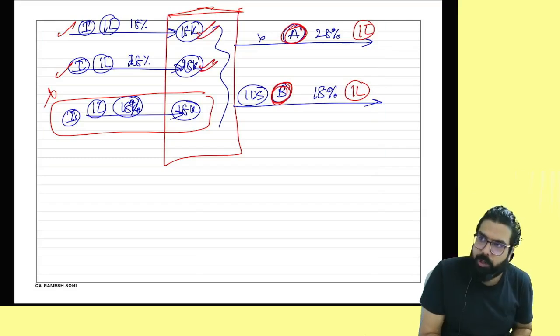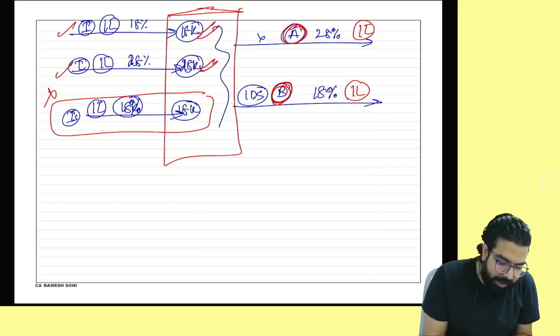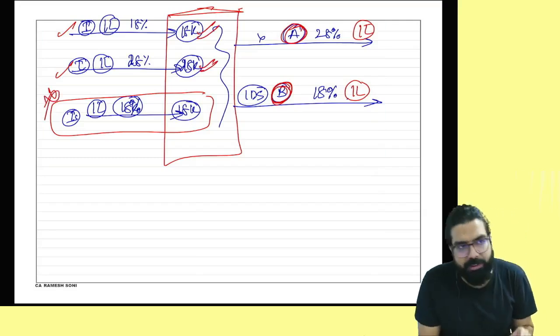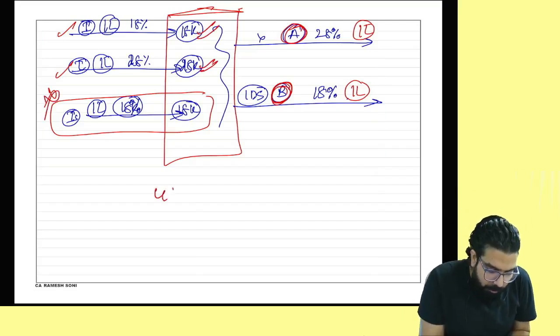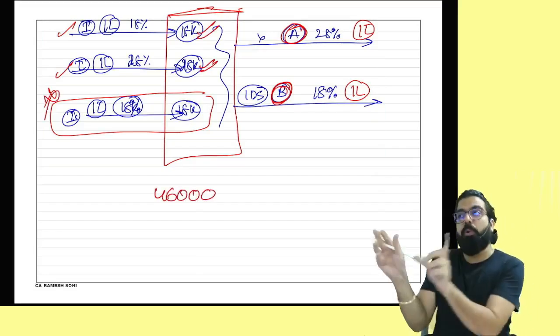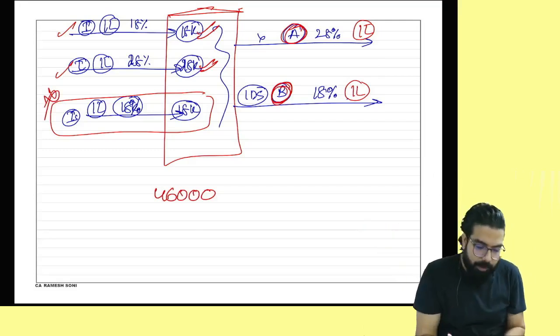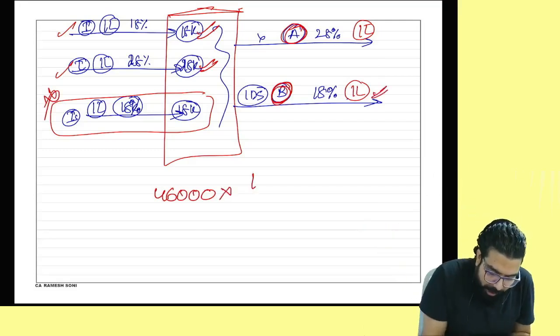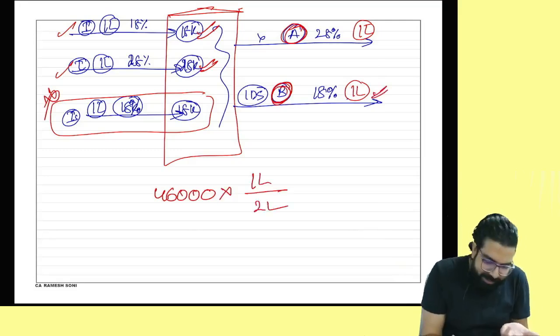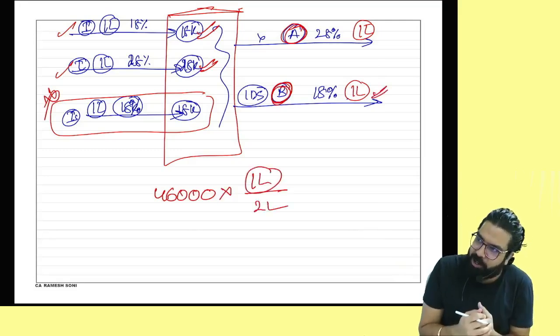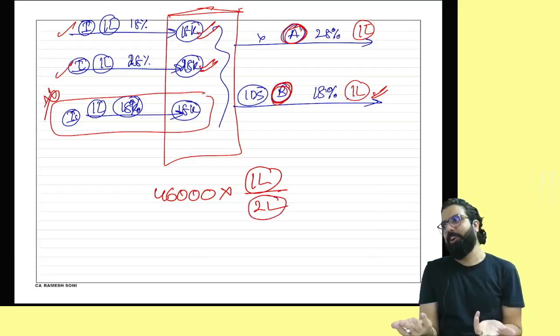18,000 and 28,000. Do you guys agree with me? How much is the net ITC? Will you take input services? No. 46,000. Now out of this 46, how much relates to A and how much relates to B? Into 1 lakh divided by 2 lakh. This is your inverted duty structure turnover. This is your adjusted turnover.